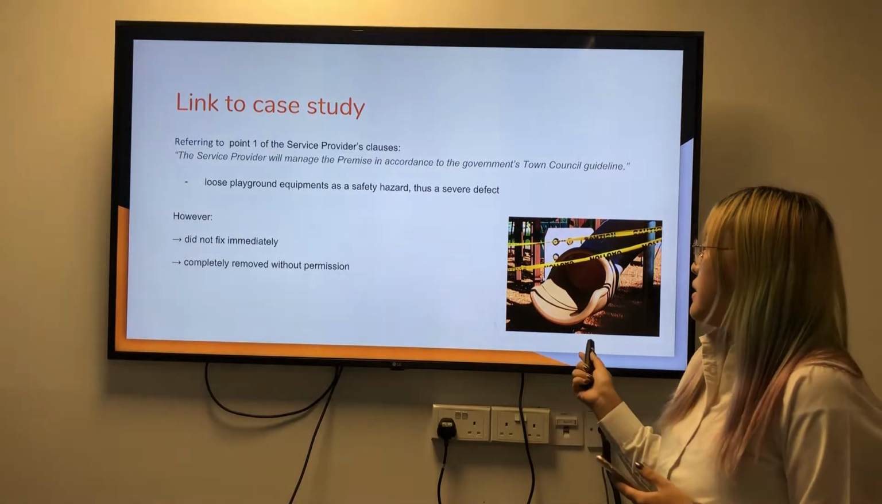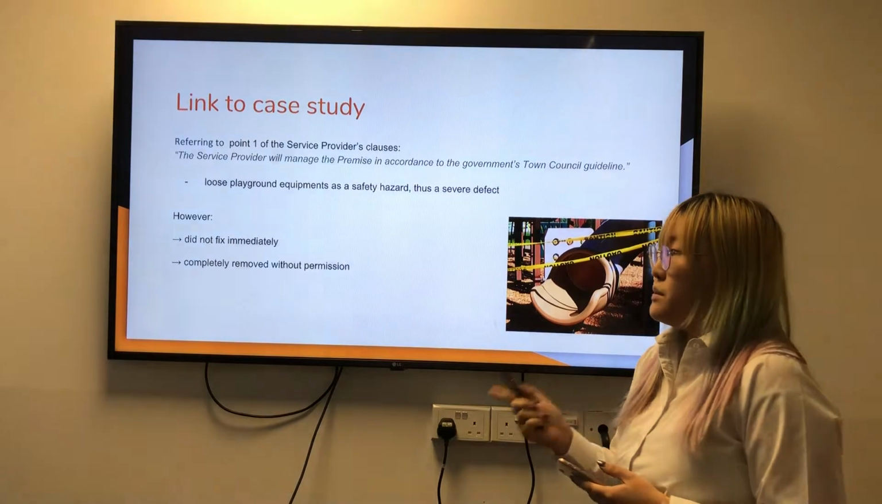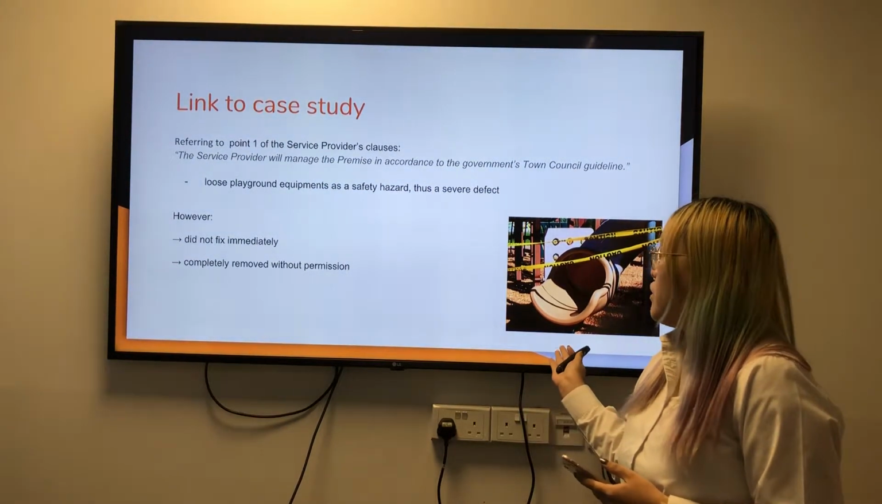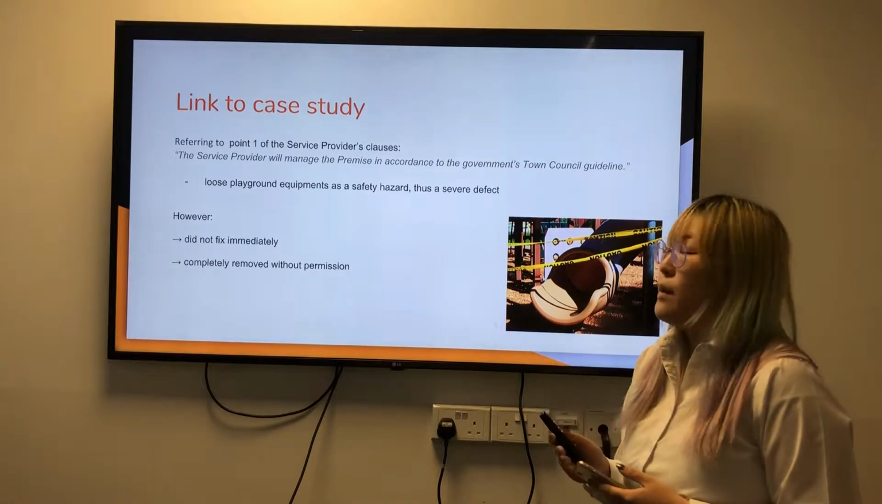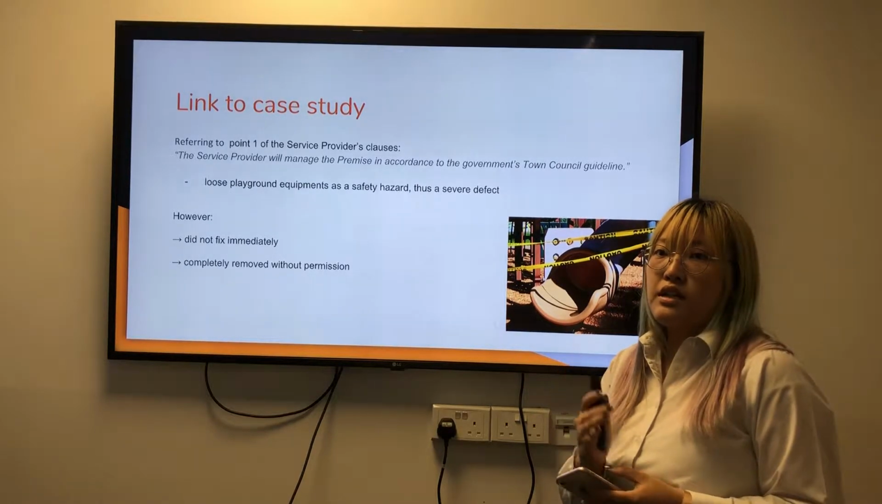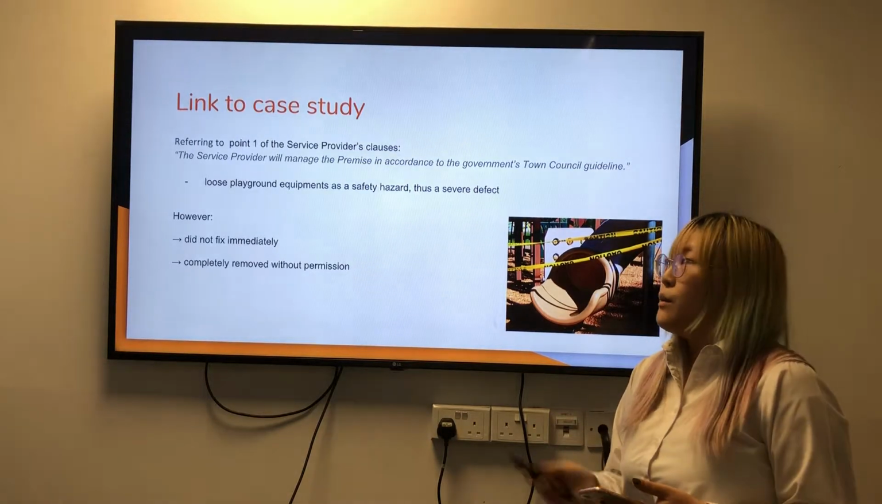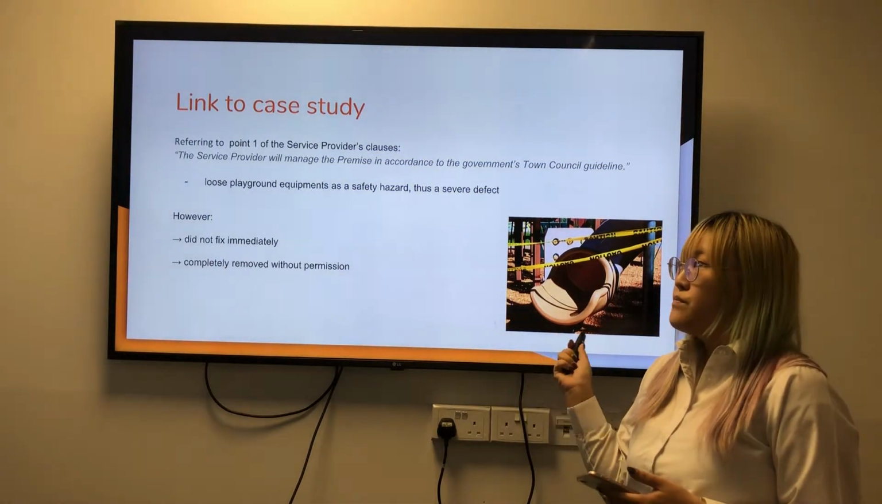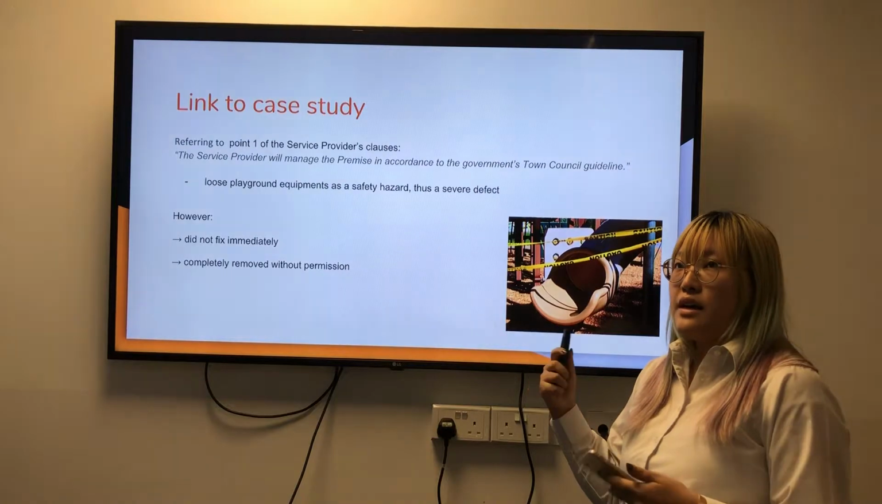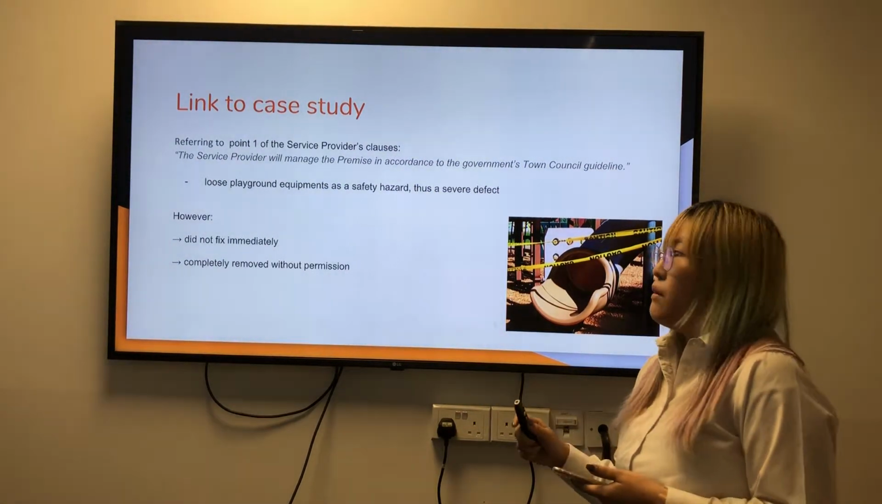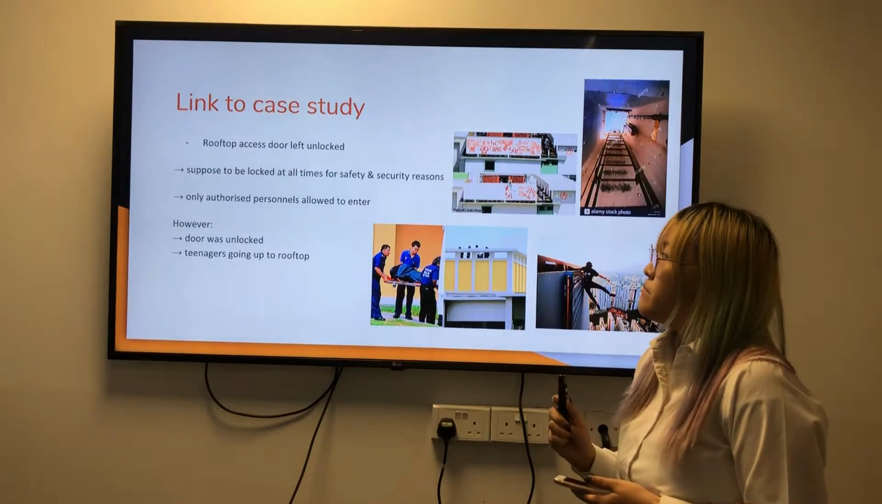However, in this case, DMS did not rectify the problem immediately, but instead they completely removed the playground equipment itself, which is not supposed to happen because before they can even remove it, they actually have to get town council's approval. But in this case, when the resident fed back to town council, they said that they will update DMS accordingly, which goes to prove that town council was not informed that it was actually removed.